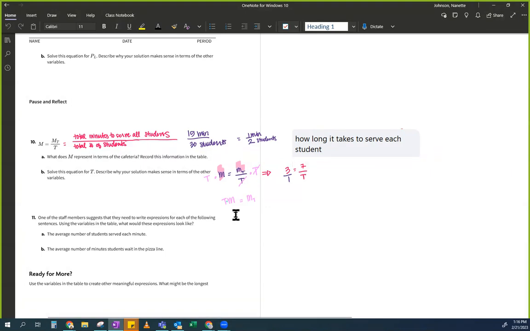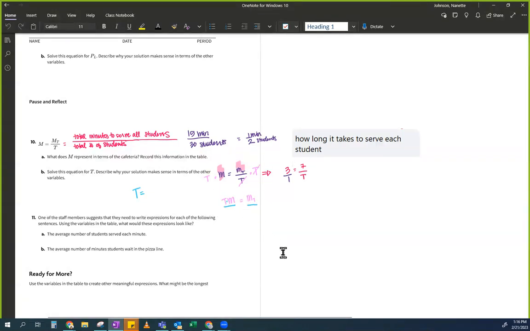So how do you get rid of multiplication? How do you undo multiplication? Everyone's like, division. Very good. Then the question is by what? Divide by what? Remember, you want your answer to say t equals. Okay, so what are we dividing by here? Yeah, we're dividing by m.